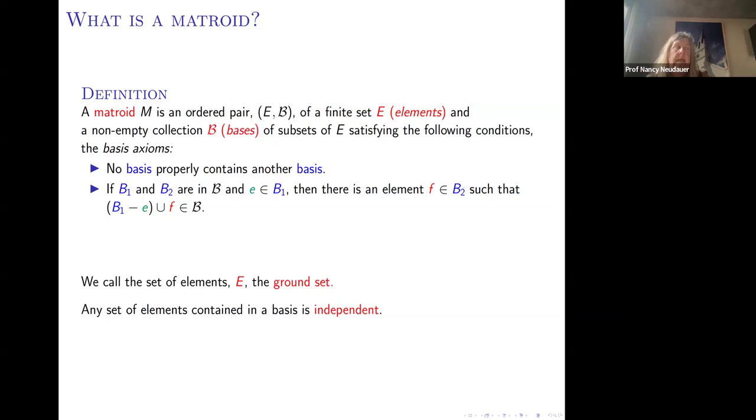And we also have the idea of an independent set. So any set of elements contained in a basis is independent. And so we certainly believe this for linear algebra. If you take a basis and then take a subset, it's going to be linearly independent. And we have this idea for a spanning tree as well, whereas if you take a subset of the edges of a spanning tree, well, it's still not going to have any cycles, right? So it's still going to be a forest in some sense. And so this idea of being independent is related to not having any cycles for a graph, at least for one matroid on a graph. And a basis, just as we expect from linear algebra, is a maximal independent set.